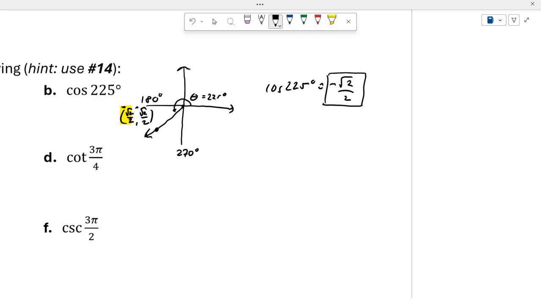Note that if you tried to use the calculator on this one, you would get an ugly decimal, like negative 0.707 or something like that. That's not exact. So cosine of 225 degrees, if you have an exact answer, it's got to be negative root 2 over 2. Now, if you need an approximate answer, then fine, but this is the exact answer for cosine of 225.